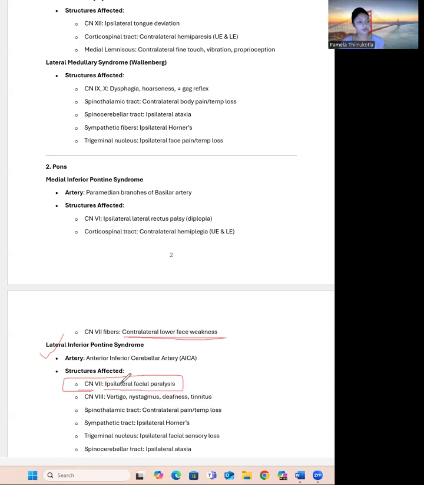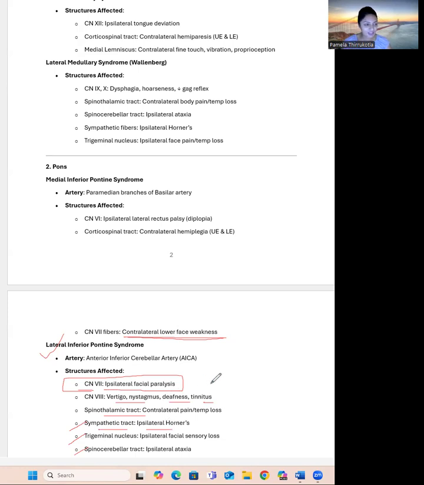Now, moving on to your cranial nerve 8, right? You know it's going to cause vertigo, nystagmus, deafness, and tinnitus because it is your cranial nerve 8, right? Now, what are the four S's again? Back to the same story. Cerebellar tract, which is going to cause ataxia. Trigeminal nucleus, which is going to cause facial loss on the ipsilateral side. Spinothalamic tract, which is going to be your contralateral pain and temperature loss. And sympathetic tract, which is going to cause you Horner syndrome.